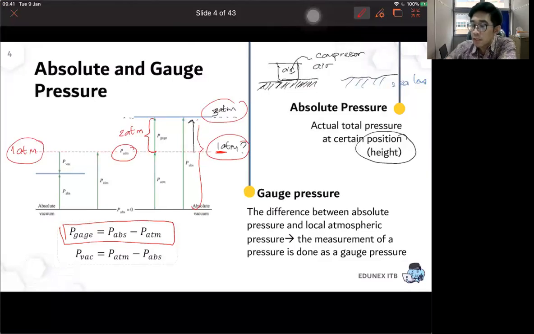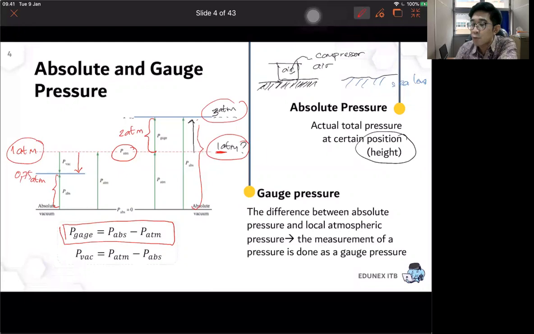So if previously the value is 1 atm, after you close the tank and use the vacuum pump, the pressure inside the tank will be less than atmospheric pressure. For example, the value is 0.75 atm. It means the value of the absolute pressure is 0.75 atm.